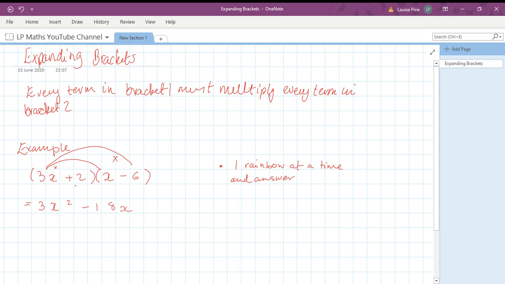I'm going to do my third rainbow. That's going from plus 2 to x. Again, I'm doing a multiplying sign to show me that I am multiplying this. So that's a plus 2x, and finish it off by doing plus 2 times minus 6, and that is minus 12. We are not yet finished because what we need to do is collect like terms.